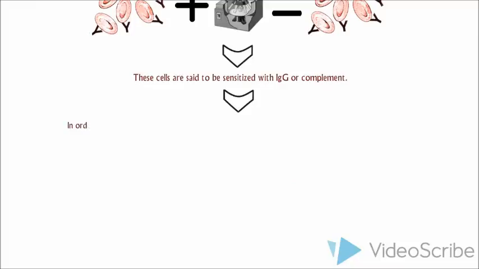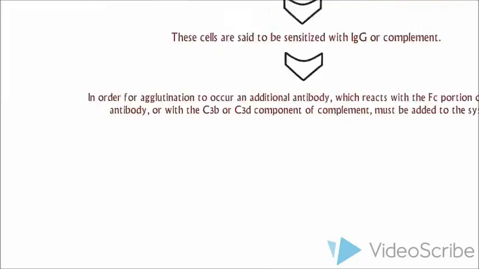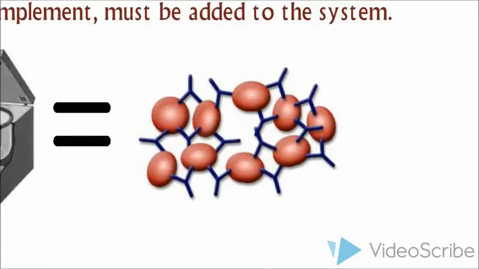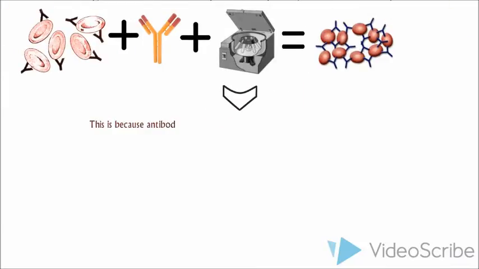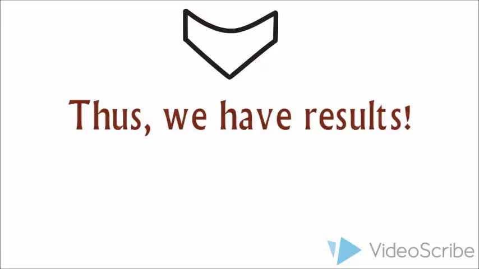Therefore, in order for agglutination to occur, an additional antibody, which reacts with the Fc portion of the IgG antibody or with the C3b or C3d component of complement, must be added into the system. As you can see, with the addition of the additional antibody, after centrifuging it, your sample will agglutinate. This is because antibodies are gamma globulins. An antibody to gamma globulins can form bridges between red cells sensitized with antibody, therefore causing them to agglutinate. Thus, we have our results.